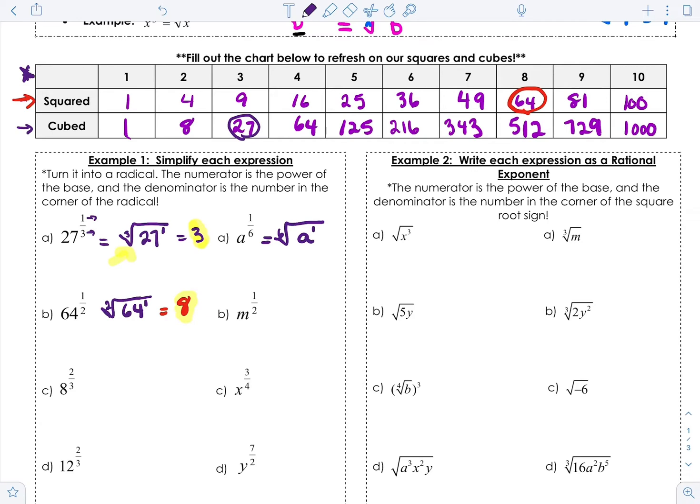For b, we have m to the 1/2. So we have our radical. Our base is m. Our exponent is 1, but remember, we really don't have to write it, so I won't. Our index is 2, but we also don't have to write it. So this is technically just the square root of m, written just like that.